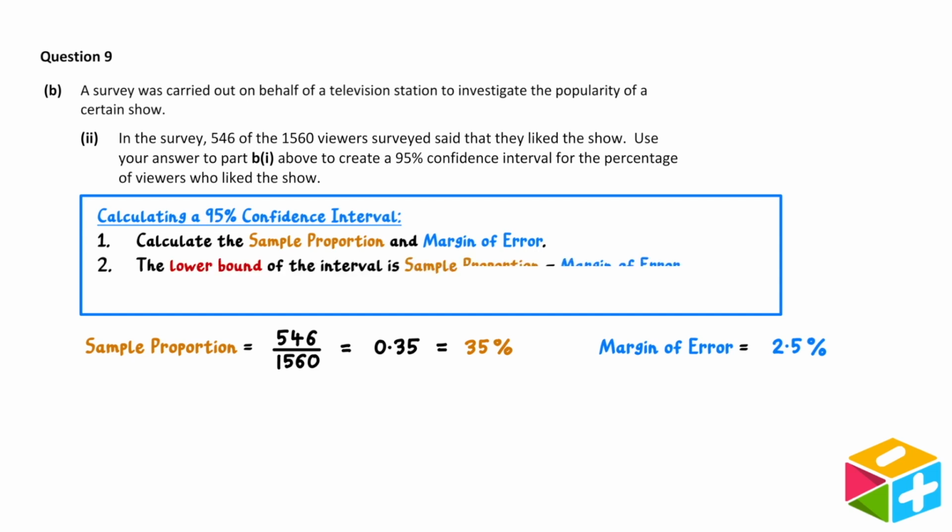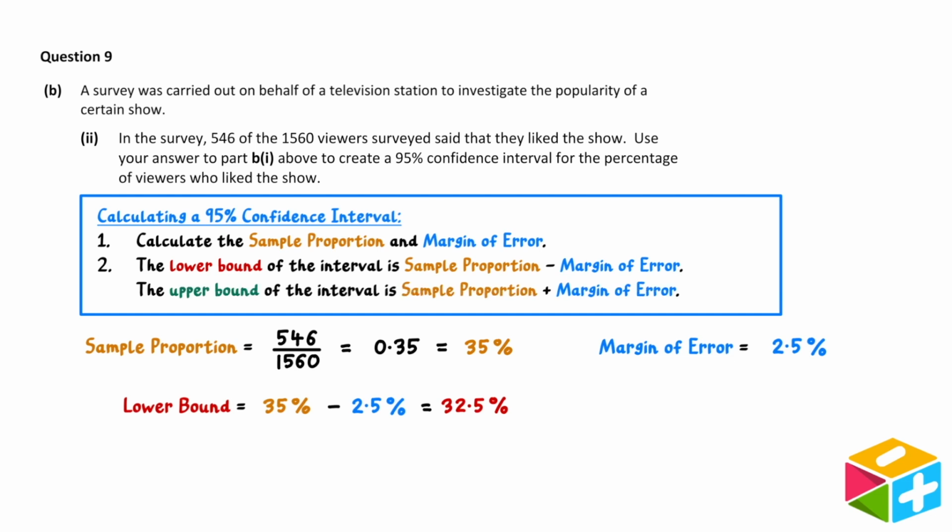The lower bound of the interval is the sample proportion minus the margin of error. Here, that's 35% minus 2.5%, which is 32.5%. The upper bound of the interval is the sample proportion plus the margin of error. Here, that's 35% plus 2.5%, which is 37.5%.